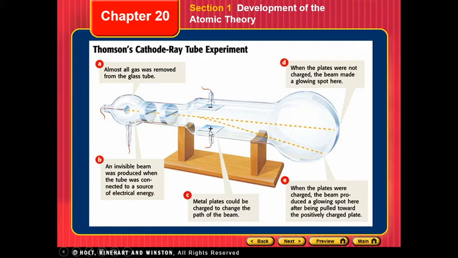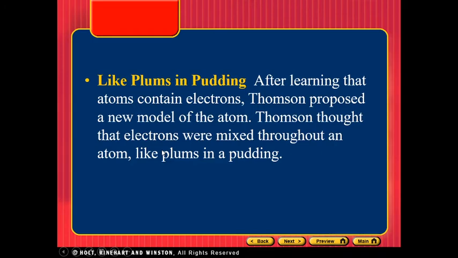If you change this one, you put this one as negative and this as positive, you charge this as positive and this one is negative, so the beam will go to this part, because the negative charge will be attracted to the positive charge. Okay, so that's how Thomson discovered that this beam has a negative charge, which later on he called electron.